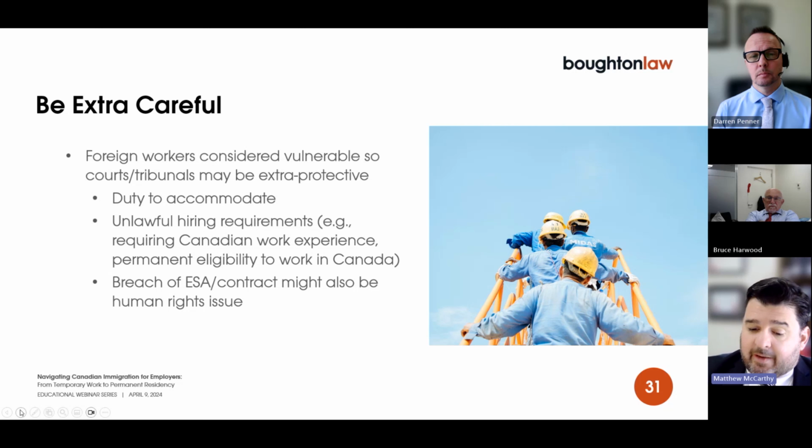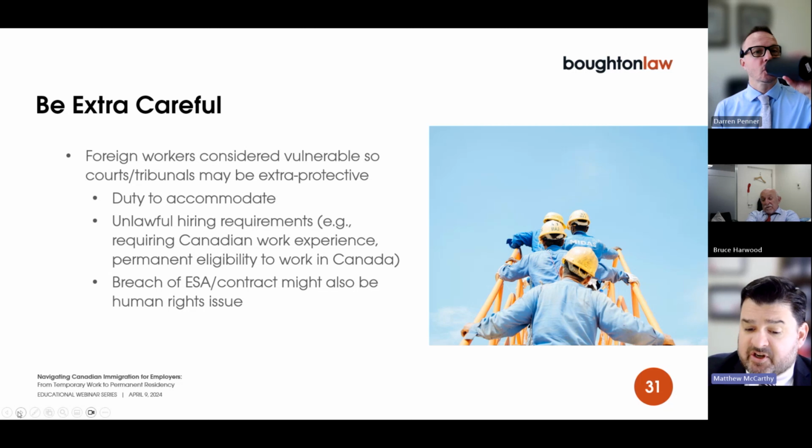But for example, unless there was a bona fide reason, we can't generally require that a prospective employee have Canadian work experience in a job posting. That would be considered discriminatory. So if you think there's a bona fide reason in a particular job posting, you should confirm with legal before you post it.